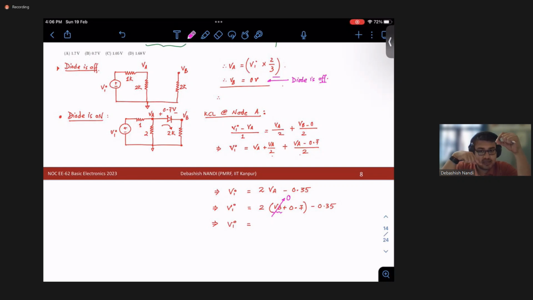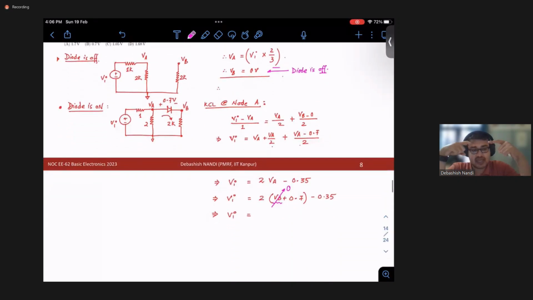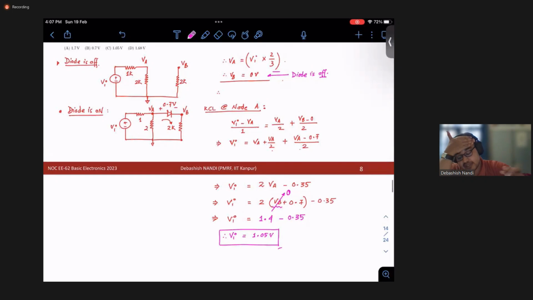my VB point is the same, right, for both the cases, because it is the same thing I was explaining earlier also. At the boundary, both the conditions should match. Now I need to find out a variable through which I can make that possible. So here if I put VB equal to 0, then my VI becomes 1.05.